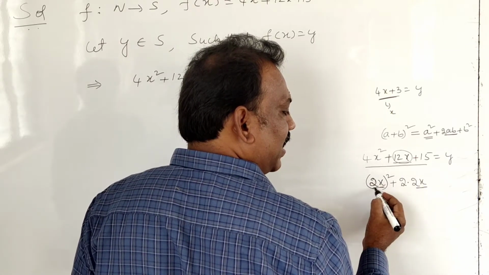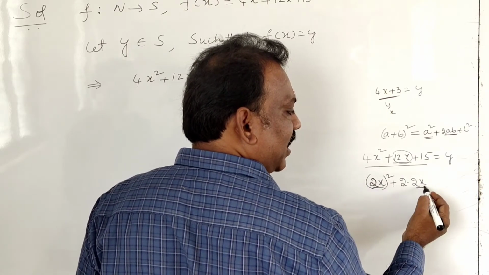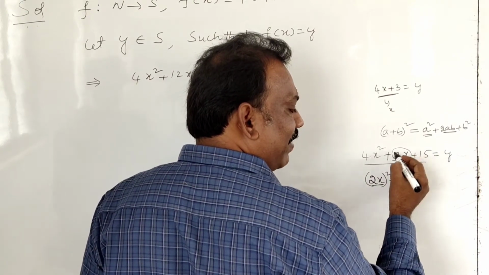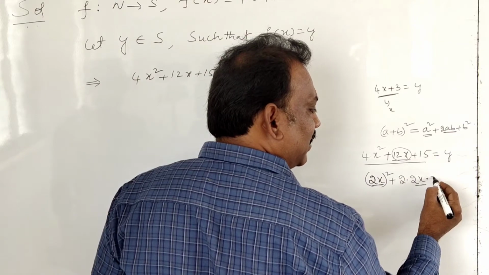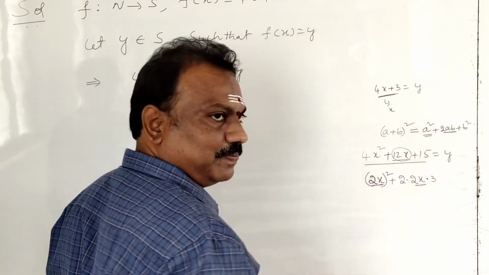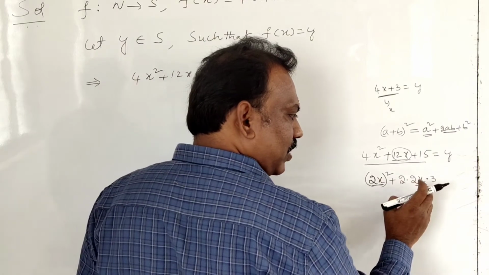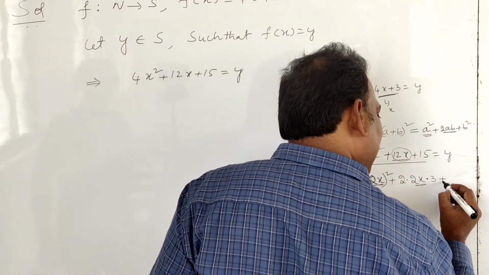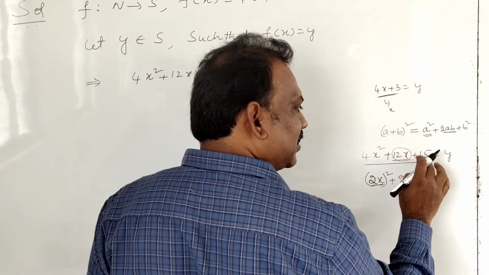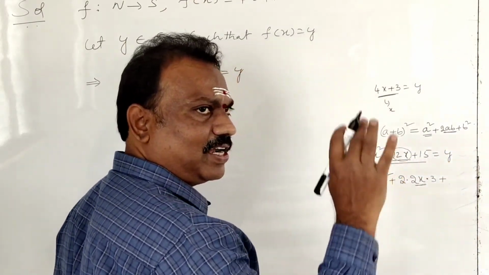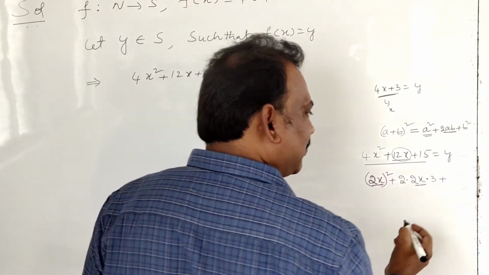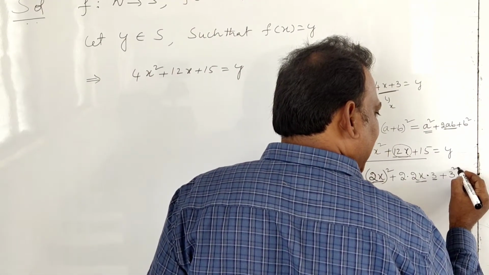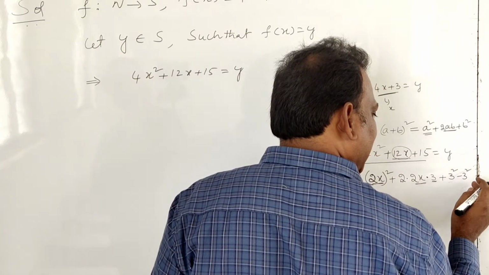According to this problem, what is a square? 2x is a. Let me write 2x. 2 into 2 is 4x, but here we have 12x. You have to multiply by 3, then it should be balanced. Now it is 2ab. Next immediately you need the b square term, but the b square term is not there here. 15 is there. Later we will simplify 15. That's why, what is b actually here? 3. So adding b square and subtracting b square without changing this value.